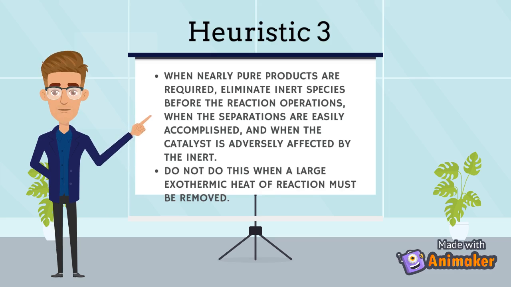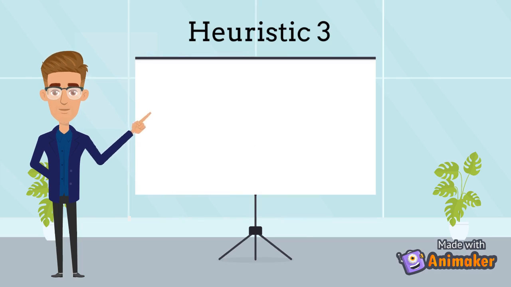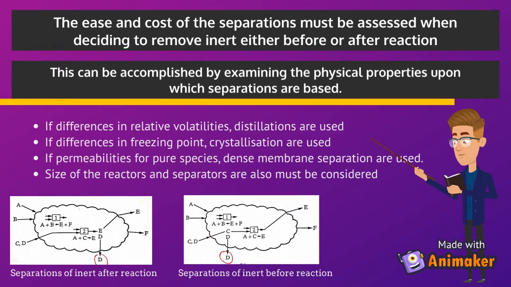But do not do this when a large exothermic heat of reaction must be removed, because the presence of inert species will absorb some of the heat generated, thereby lowering the outlet temperature of the reactor. Moving on. Once we decide to remove the inert species, we must decide whether to remove them before the reaction or after the reaction.